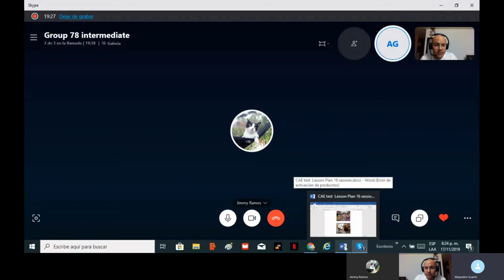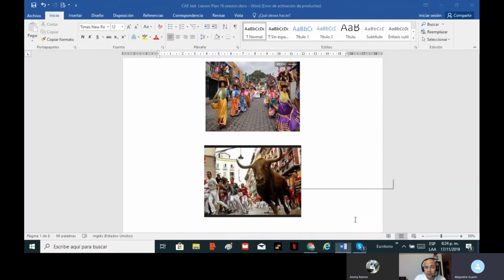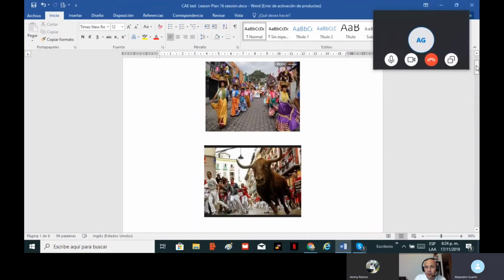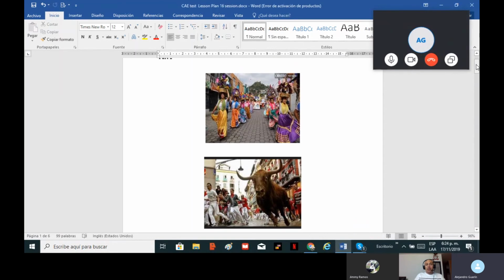Okay, Alejandro, please. Can you see the screen? Yeah, I see. Okay, please. Describe, compare, and speculate about these two pictures. Okay.